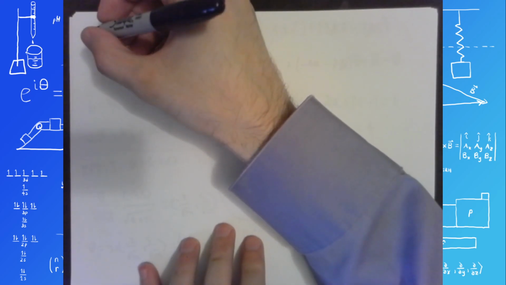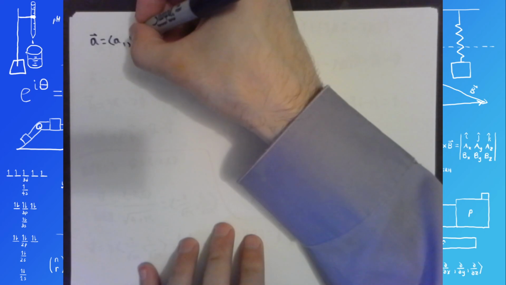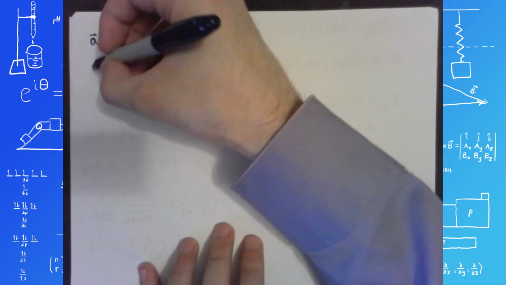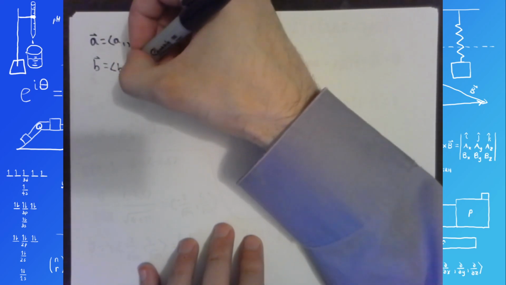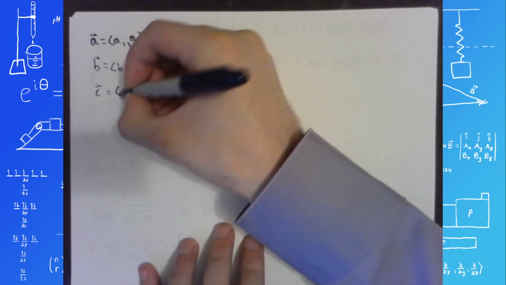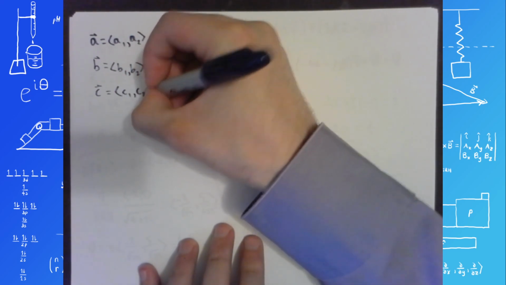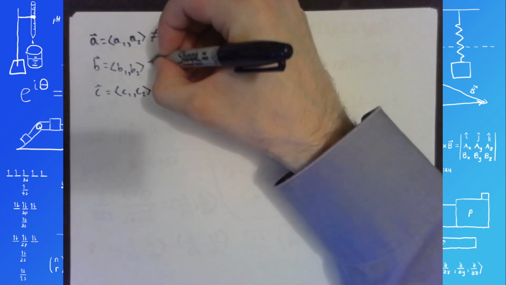So we've got vector A is just A1 comma A2. Vector B is B1 comma B2. And vector C equals C1 comma C2. None of these are zero. These do not equal zero.